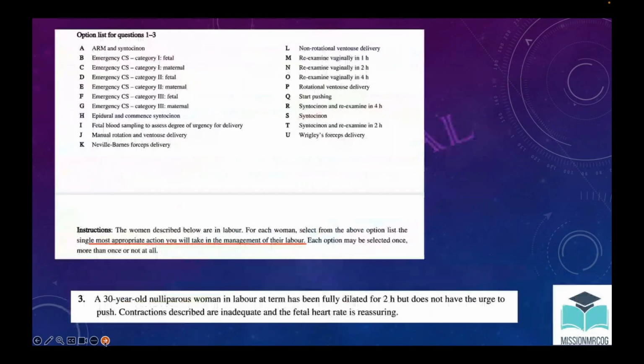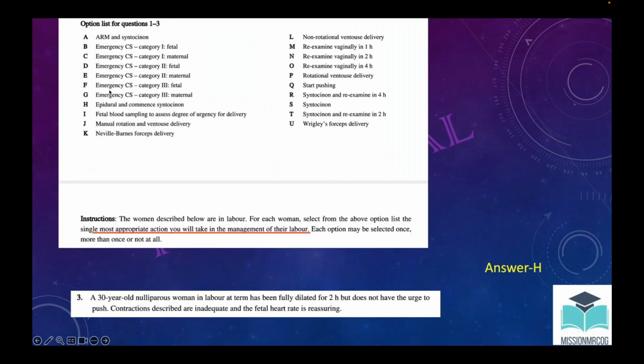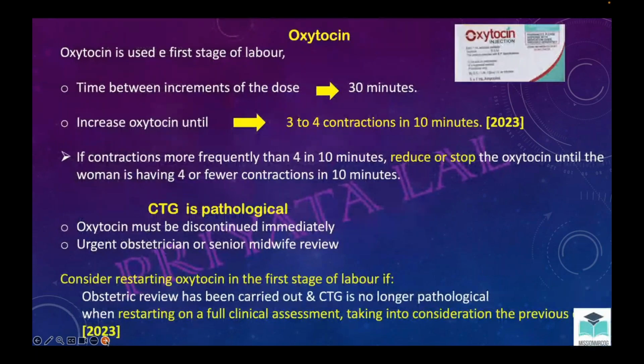Okay, so the patient is nulliparous at term, fully dilated for 2 hours. No urge to push. Contractions are inadequate. Fetal heart is reassuring. Now we can give epidural and commence syntocinon. So the answer is H, epidural and syntocinon, because the keywords here are contractions inadequate and baby's heart fine. In UK, this is a new guideline.